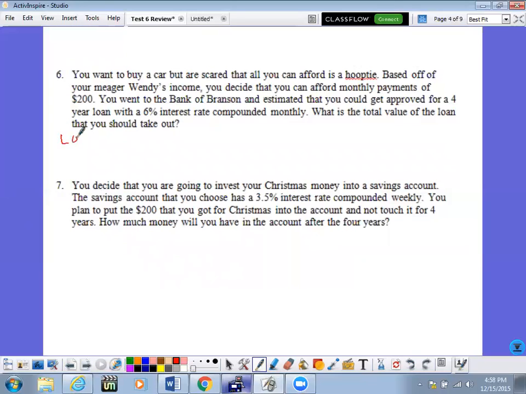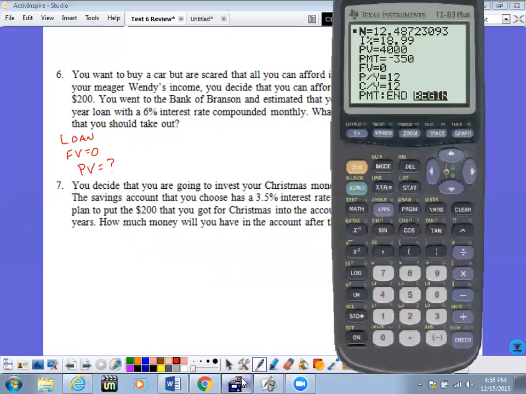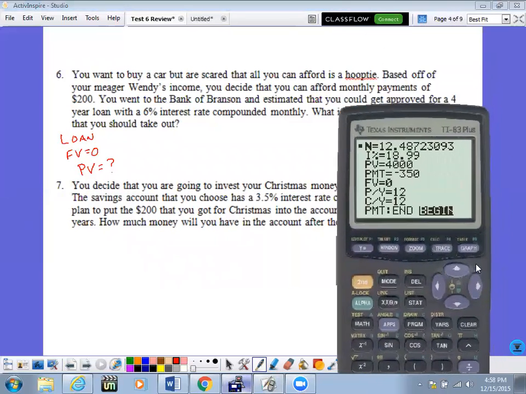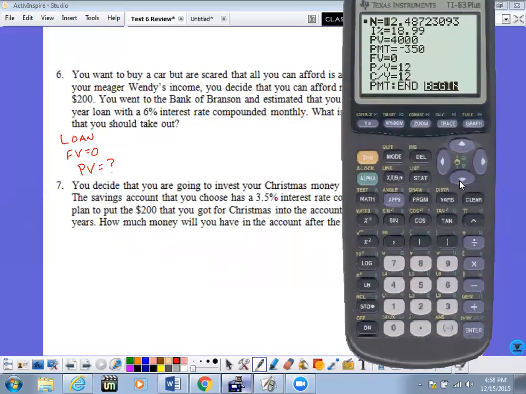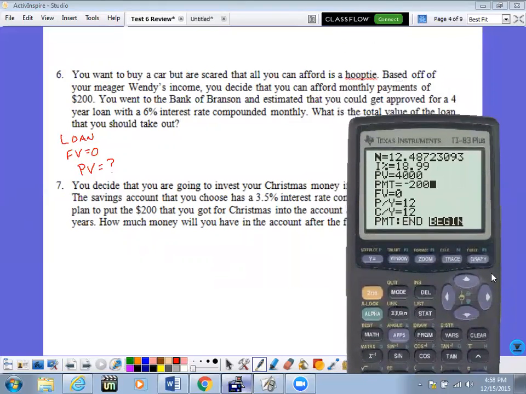So we have a loan, which means future value is 0, and total value of the loan that you're going to take out, well, that means I'm looking for my PV. So we're going to our calculator. It says you can afford monthly payments of $200. Don't forget, payments are negative. So we got that fixed.